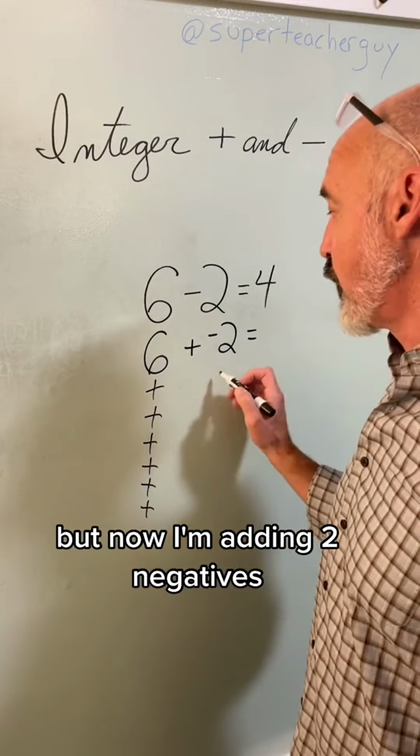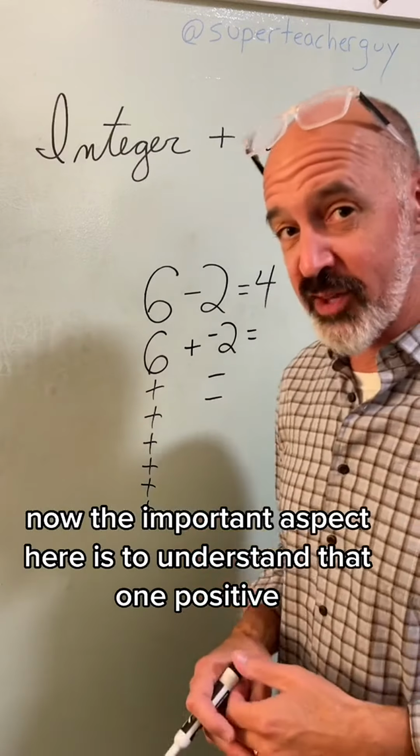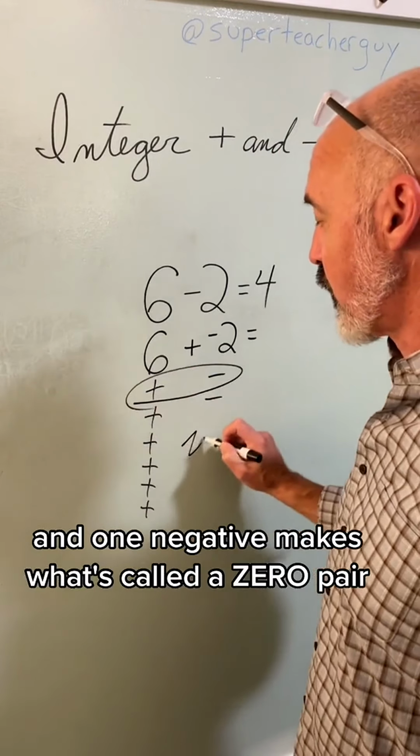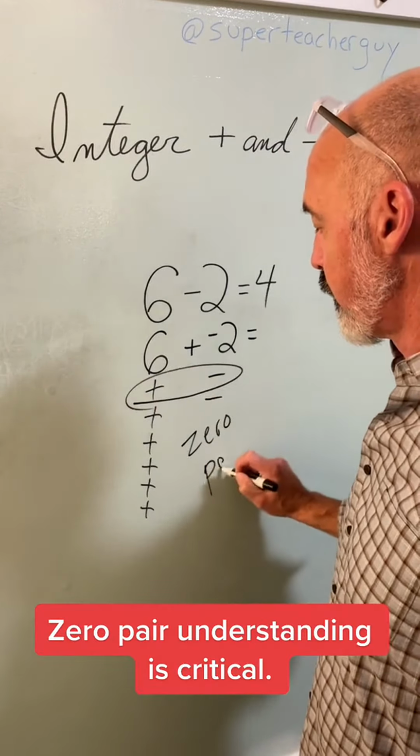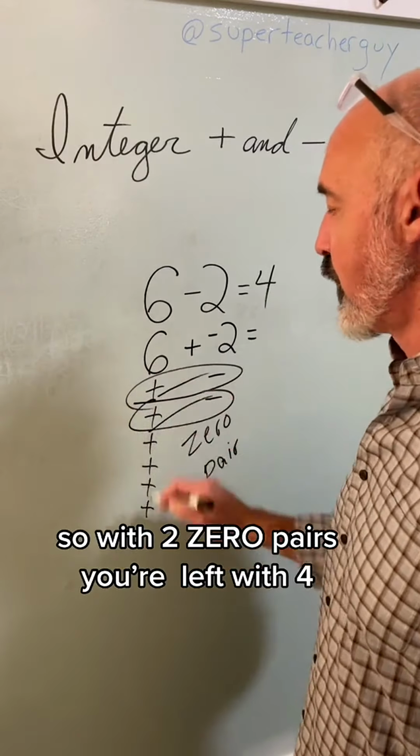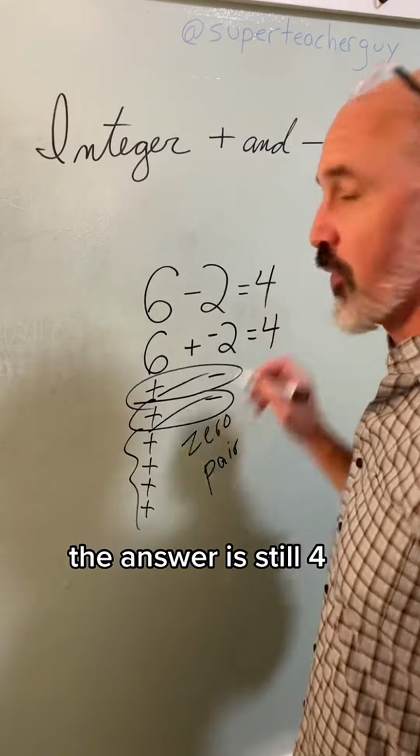But now I'm adding 2 negatives. Now, the important aspect here is to understand that 1 positive and 1 negative makes what's called a zero pair. Right? They cancel each other out. So with 2 zero pairs, you're left with 4. The answer is still 4.